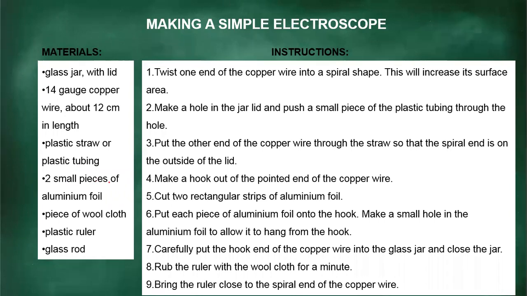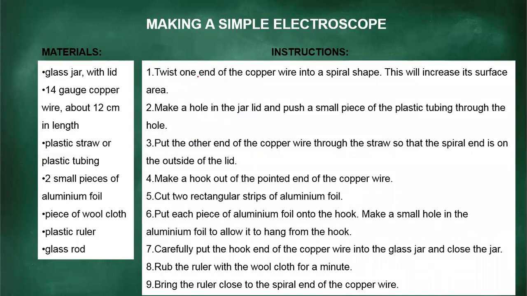You need two small pieces of aluminium foil. You know foil is very, very light. So instead of using the gold, because gold is expensive and hard to find, you're going to use aluminium foil. Then you would need a piece of wool cloth, a plastic ruler, and a glass rod. Right, so let's see the instructions of how you're going to make it.